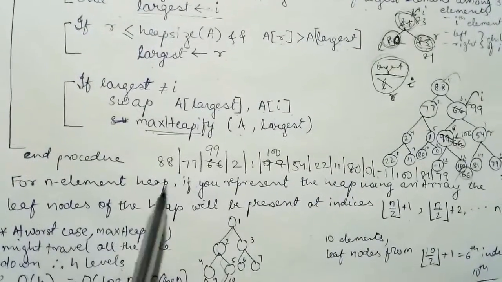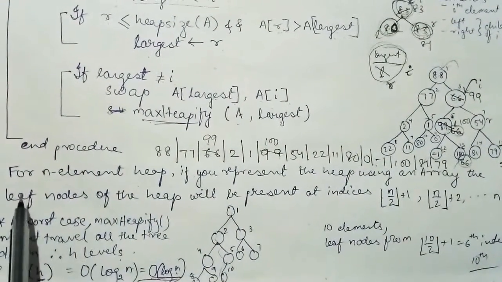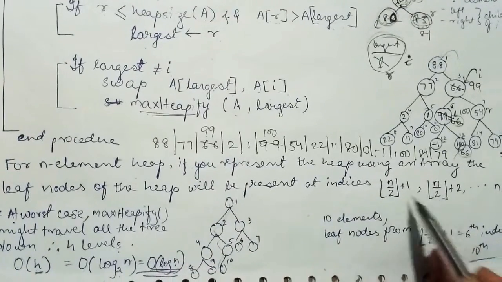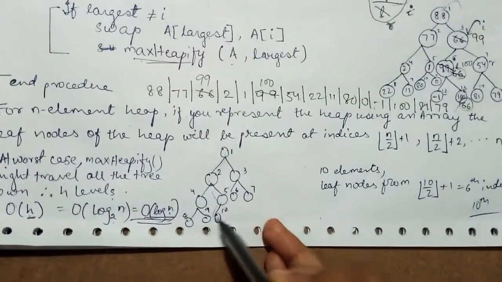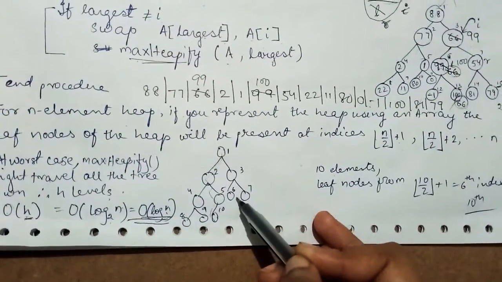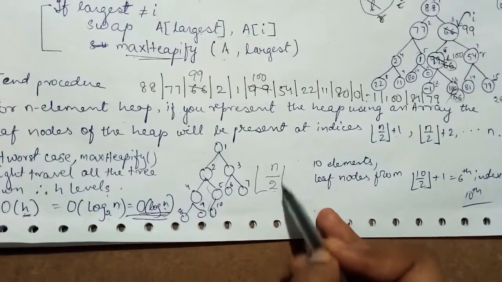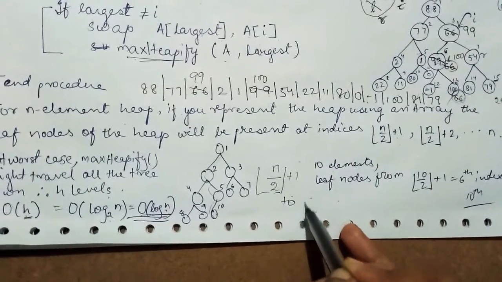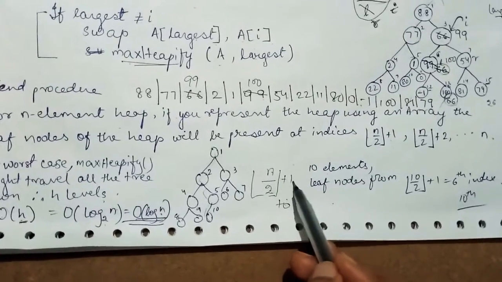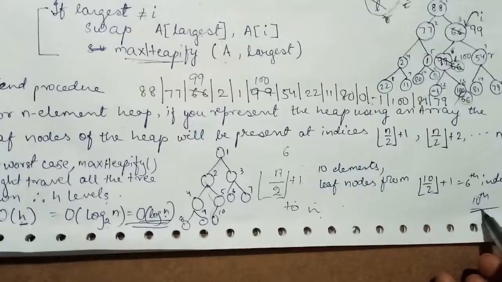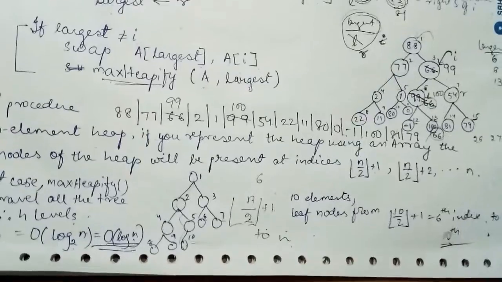For a heap having n elements, if you represent the heap using an array, the leaf nodes of the tree will be present at indices n by 2 plus 1, n by 2 plus 2, and so on. It is telling us that if we have 10 elements, then the leaf nodes start from floor of total elements by 2, plus 1, and so on up to index n. So here 10 by 2 is 5, plus 1 is 6. From the 6th to the 10th index we will have leaf elements, which is true. So this was just a fact.